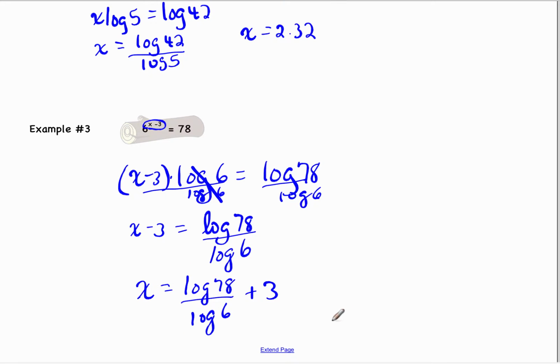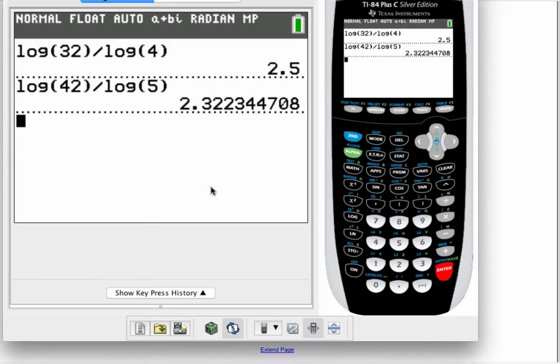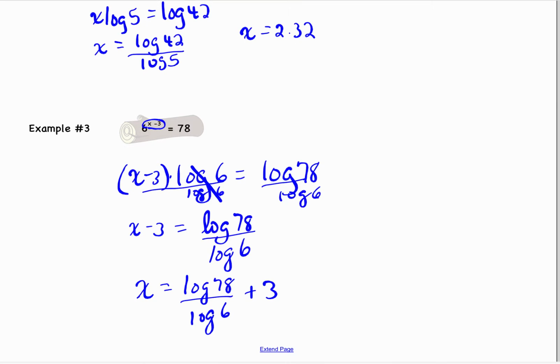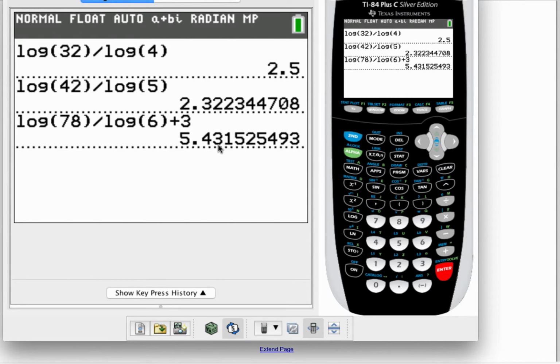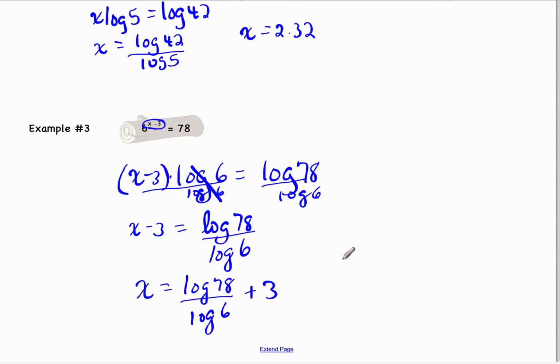And that's what I'm going to type into the calculator. Let the calculator do all the work. So this told me to take the log of 78, divide that by the log of 6, and then add 3. We're going to again round to the nearest hundredth, so it's 5.43. So x is approximately, we should really say, 5.43. So right up here, this really should have been an approximation also.